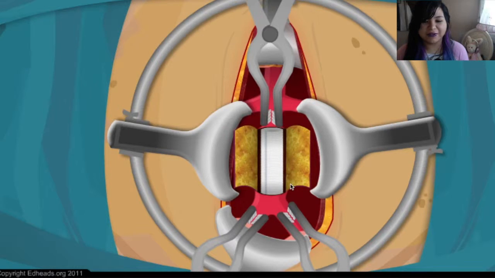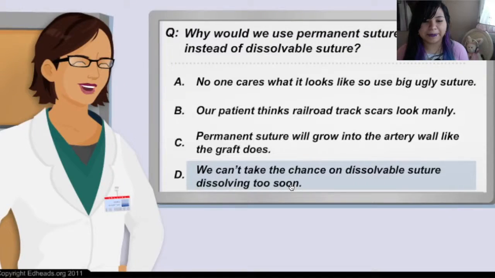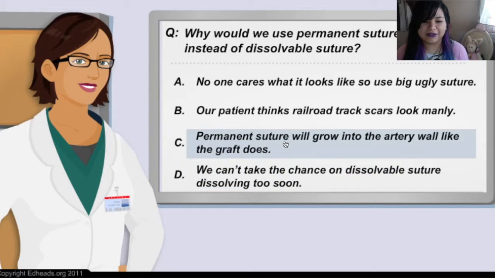So where's my needle? We will use permanent suture material here. Why would we use permanent suture here instead of dissolvable suture? No one cares what it looks like, so use big ugly suture. Our patient thinks railroad track scars look really manly, like if somebody's actually going to look inside his stomach. Permanent suture will grow into the artery wall like the graft does. We can't take the chance on dissolvable suture dissolving too soon.